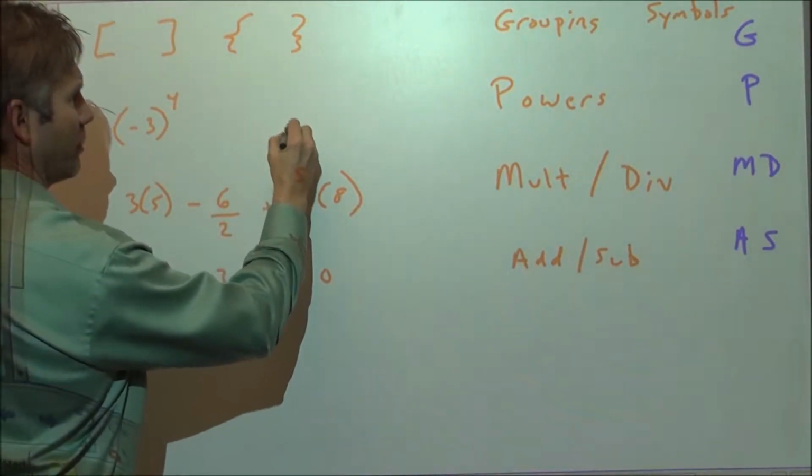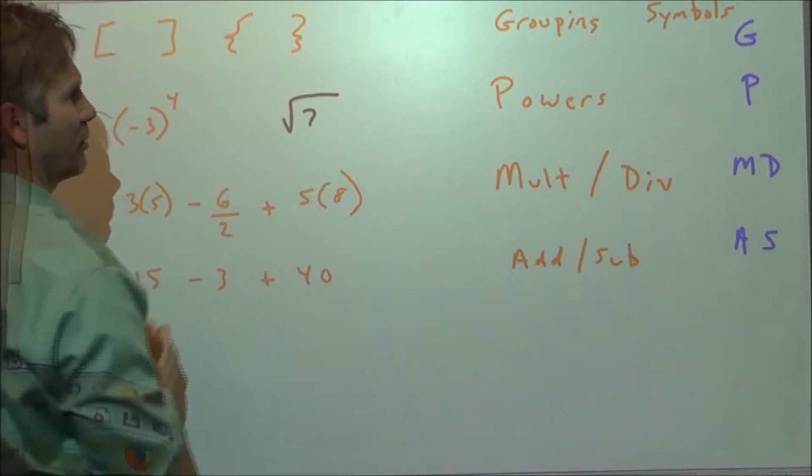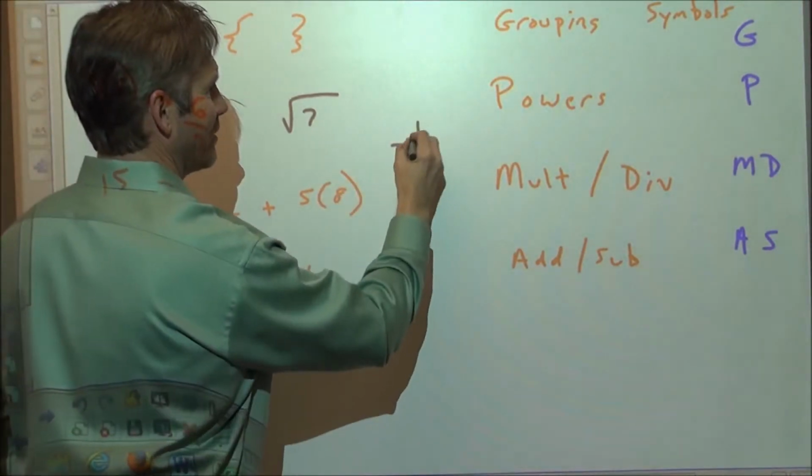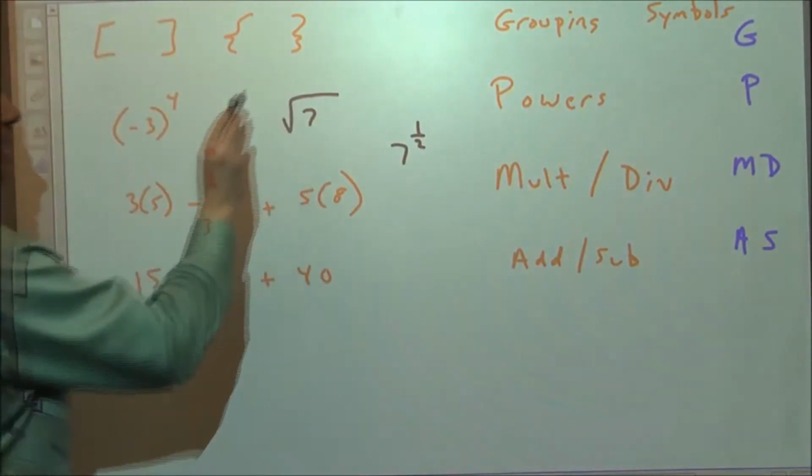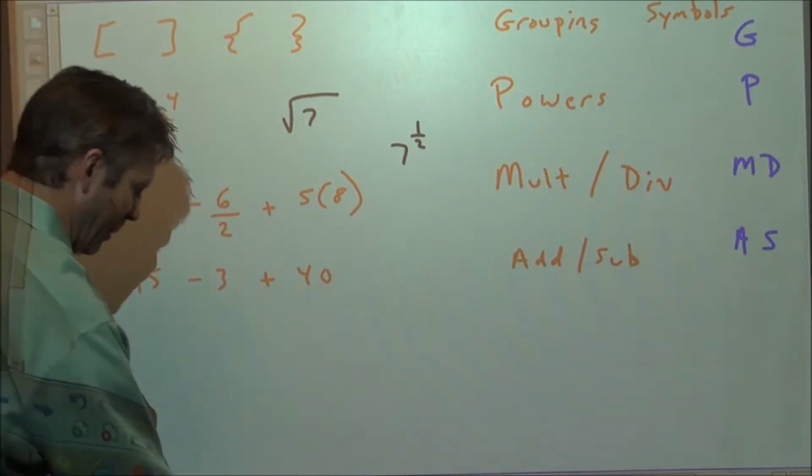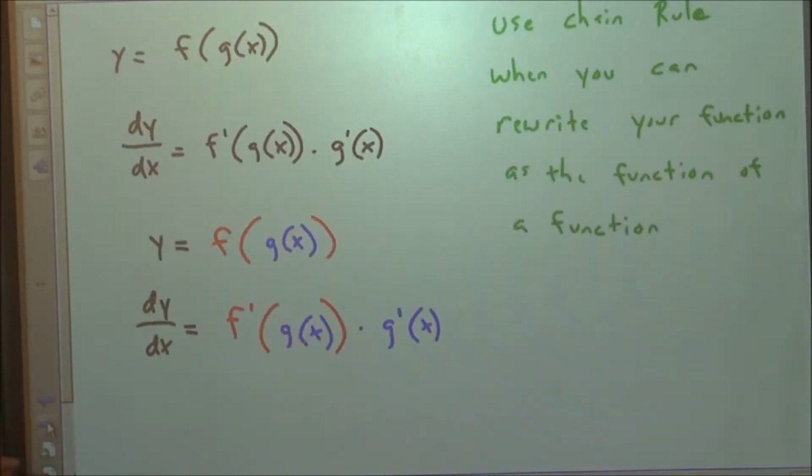because I want us to remember that if we have radical 7, we can write that as 7 to the 1/2 power. A radical is a power. All right, so here we go.